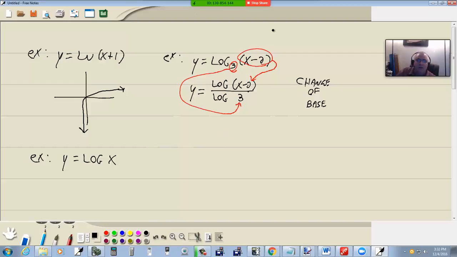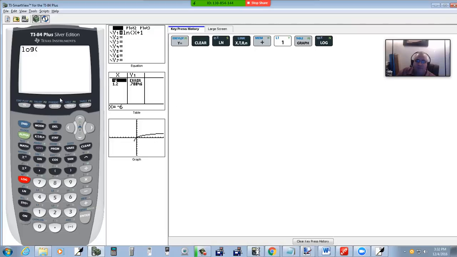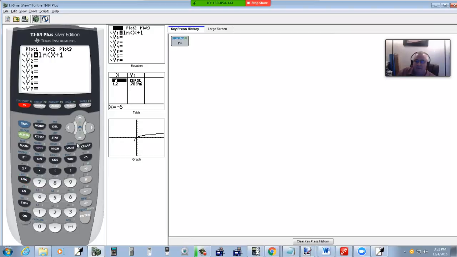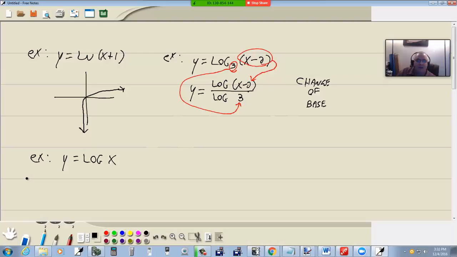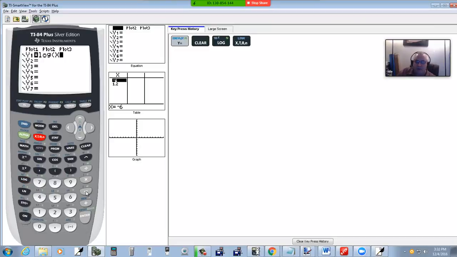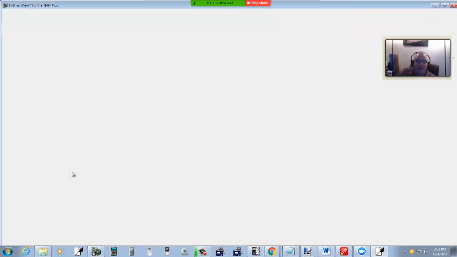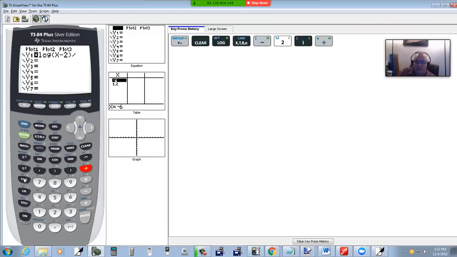Now you might look at this and say, well, that don't look any easier. It looks harder. Well, yeah, but it's no longer base 3. It's now base 10. And we have a log button. So in this one, I'm going to my y equals, clear, push my log, and then x minus 2. I'll put a closing parenthesis on that, and then divided by log 3. And then press graph.